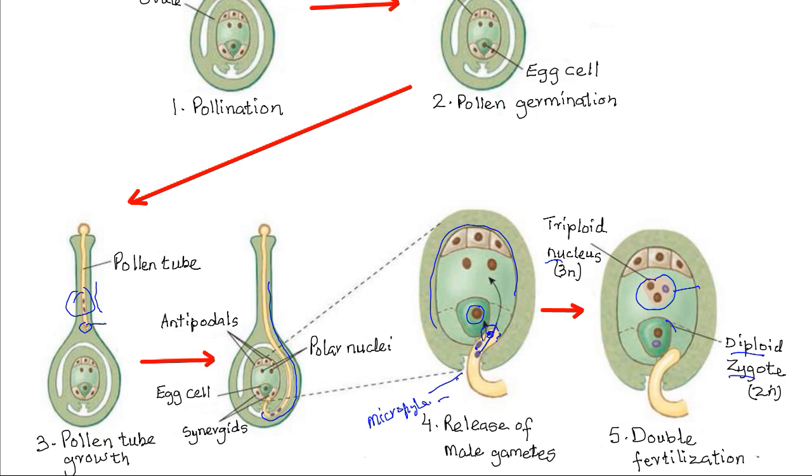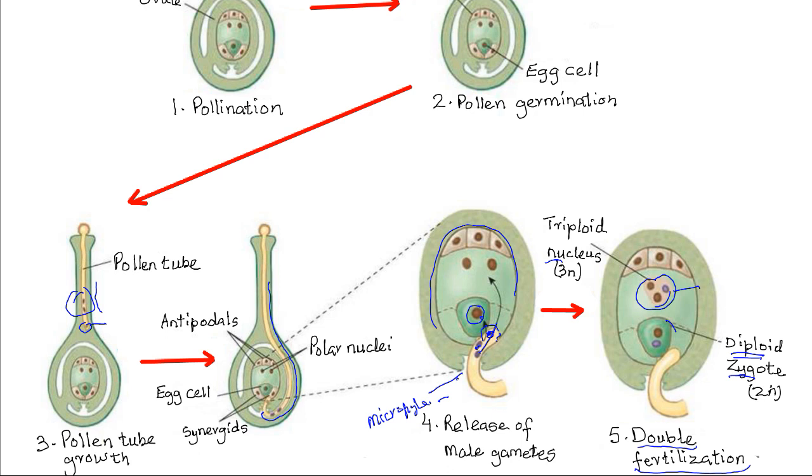into the embryo. These two fertilizations or two fusions, that is the first one between one male nucleus and the egg cell to produce the diploid zygote, the second one, the fusion of the second male gamete and the two polar nuclei to produce the triploid nucleus, that is the primary endosperm nucleus, constitute what is known as the double fertilization.